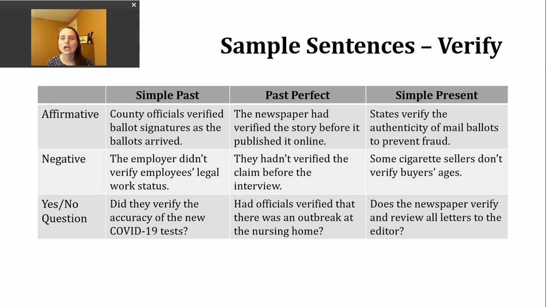Lastly, let's look at making a yes or no question in the simple present. To do this, I'm going to start with do or does, then I'll have my subject, and then the base verb. Here's the last example sentence. Does the newspaper verify and review all letters to the editor? Okay, so again, checking accuracy, checking the truth.